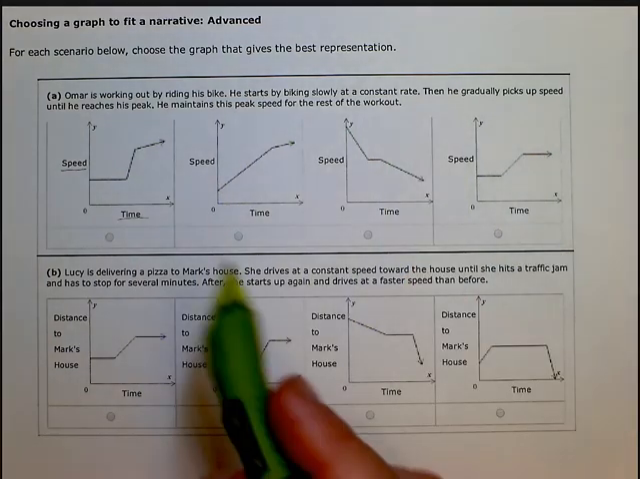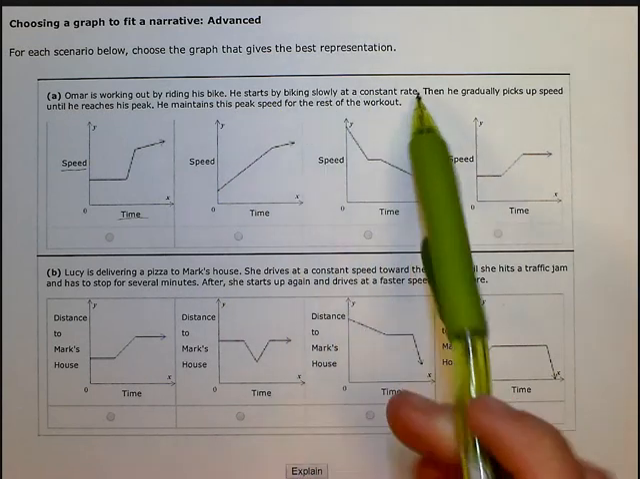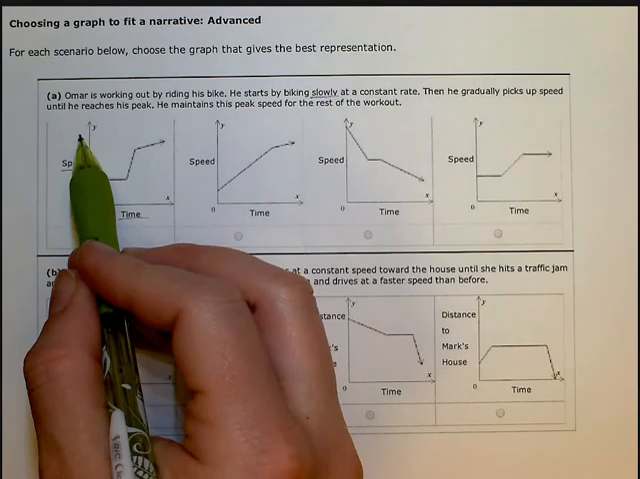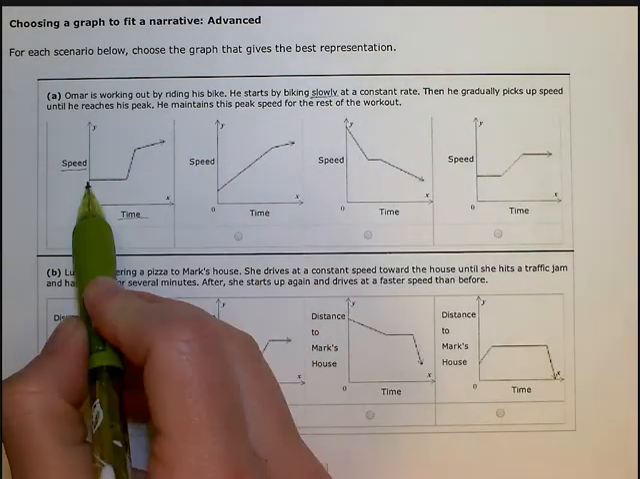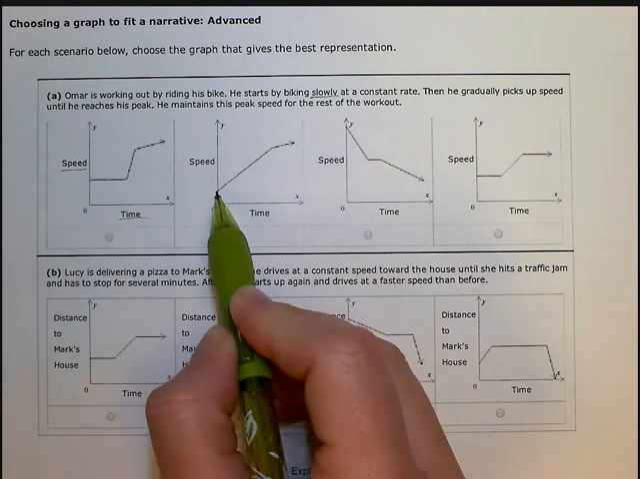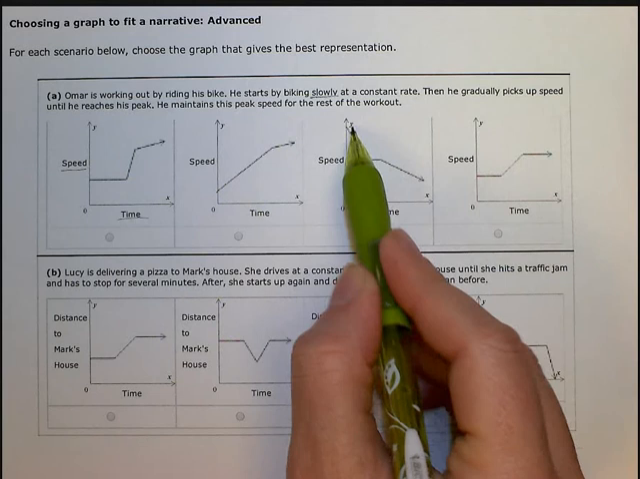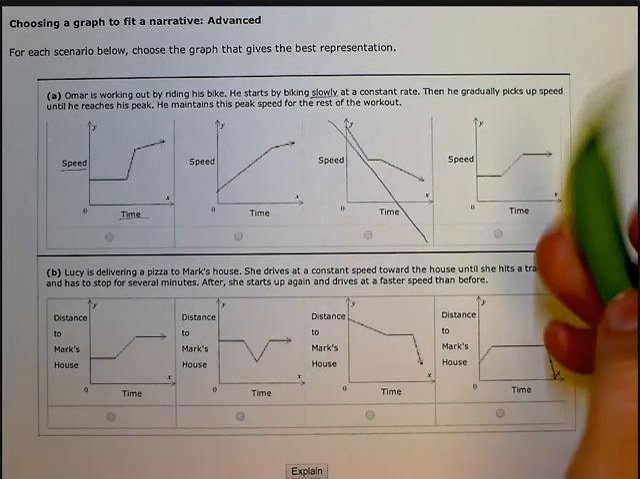So it says he starts by riding his bike slowly at a constant rate. So first of all, we know slowly is going to be probably lower on the speed scale than higher. So if I'm looking here, this could be slowly, this could be slowly. This is at the top of the speed, which would tell me that it's fast. So I don't think this one's going to be it. This could also be slowly.